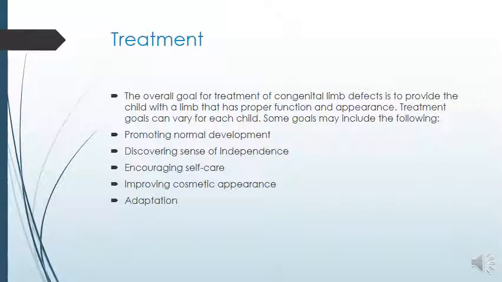The overall goal for treatment of congenital limb defects is to provide the child with a limb that has proper function and appearance. The treatment goals are going to vary for each child. However, some of them are to promote normal development, discovering a sense of independence, encouraging self-care, improving cosmetic appearance, and adaptation.